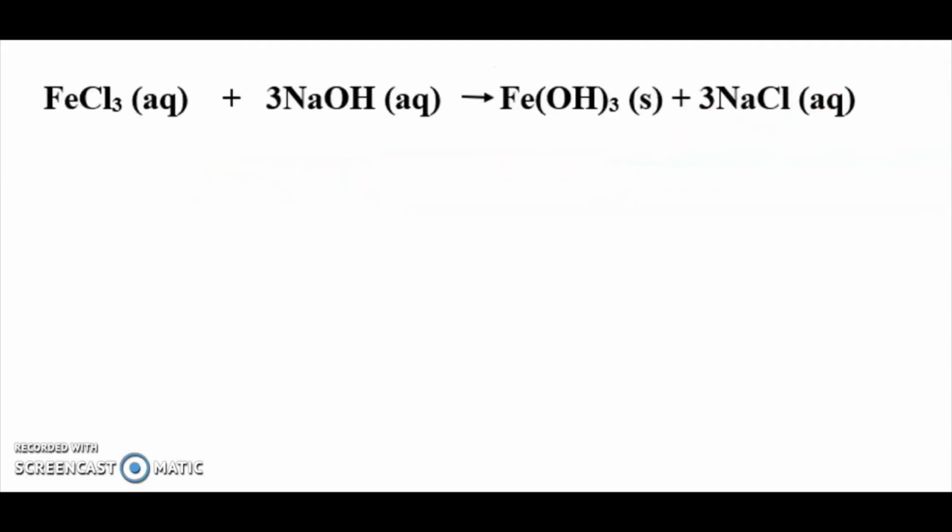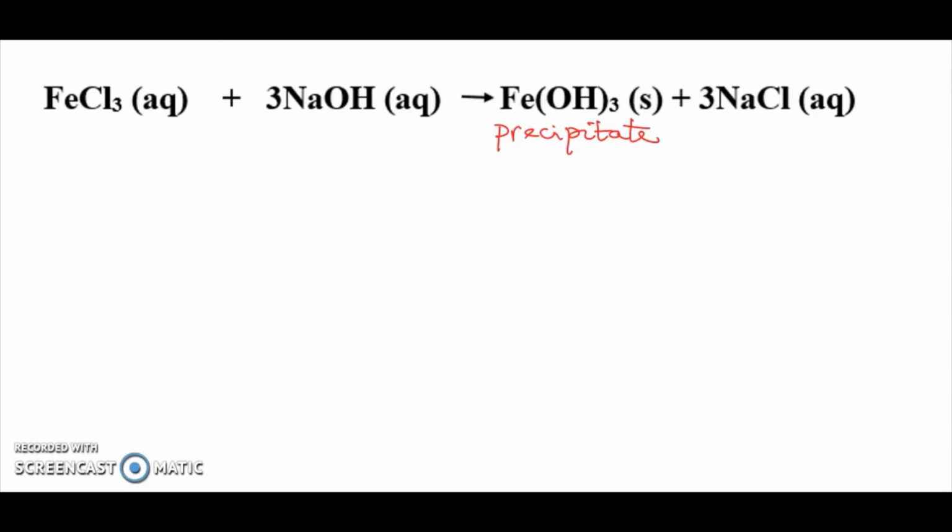Okay, try to balance this by observation. Take note, you have to identify the precipitate first. So go ahead, pause the video and try to balance this just by observation. Okay, let's see what you've done. Now, if you look at this equation, you discover that the iron(III) hydroxide is solid. So this is the precipitate in this reaction, which is formed when iron(III) chloride and sodium hydroxide solutions are mixed together.